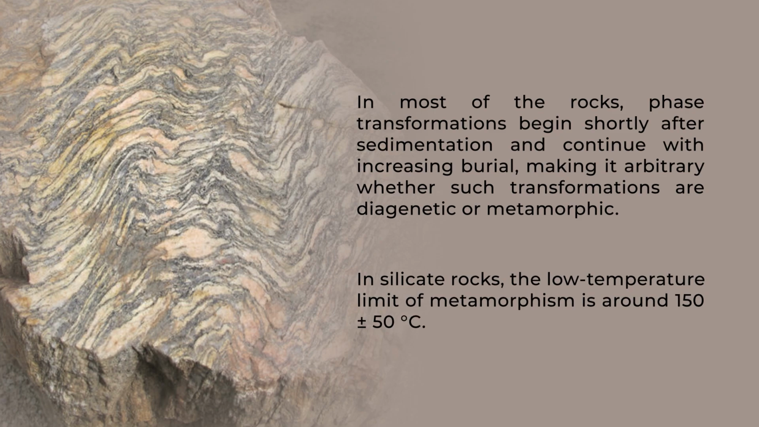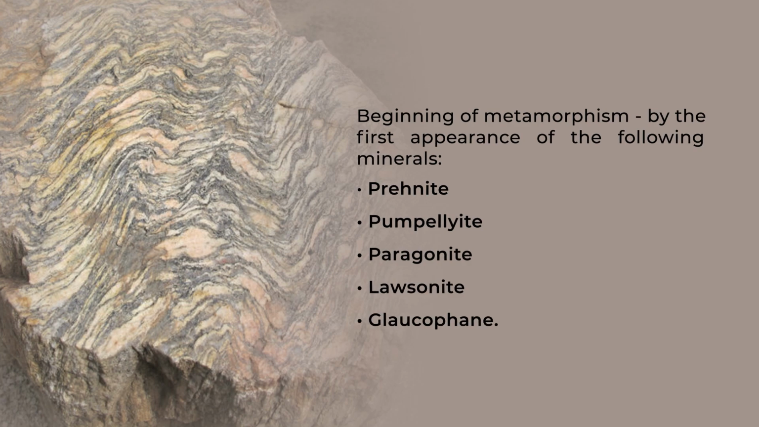In silicate rocks, the lower temperature limit of metamorphism is around 150 plus or minus 50 degrees centigrade. And the beginning of metamorphism is marked by the first appearance of minerals like prehnite, pumpellyite, paragonite, lawsonite, glaucophane. These are some examples, and the occurrence of these minerals tells you that metamorphism has begun.